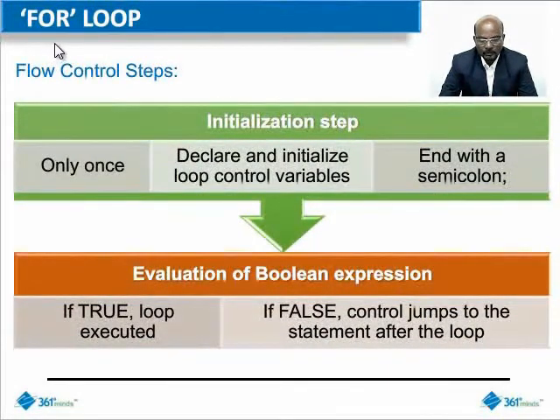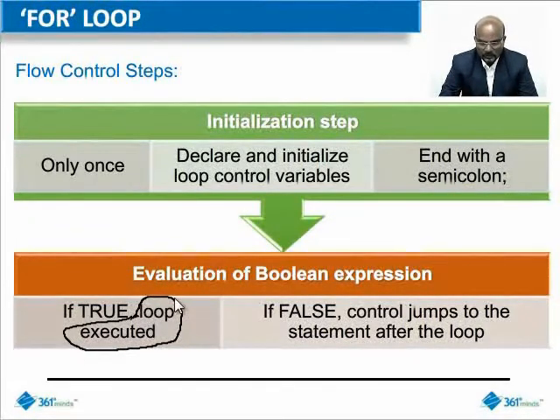These are the control steps of the for loop. First, the initialization step wherein you initialize a value, like maybe a variable x with a value of 0, and you initialize the loop control variables, and after this initialization you put a semicolon. Then you go to the condition, which is the evaluation of the boolean expression. Once the condition is true, the loop body executes and then the update is applied.